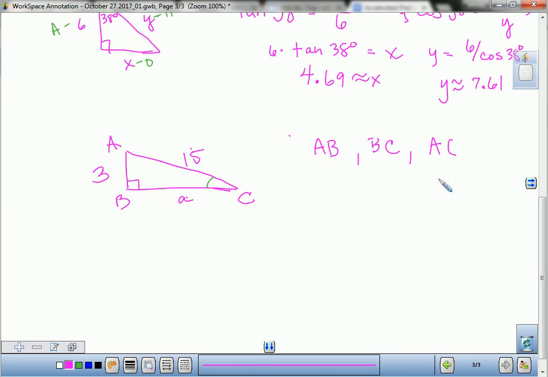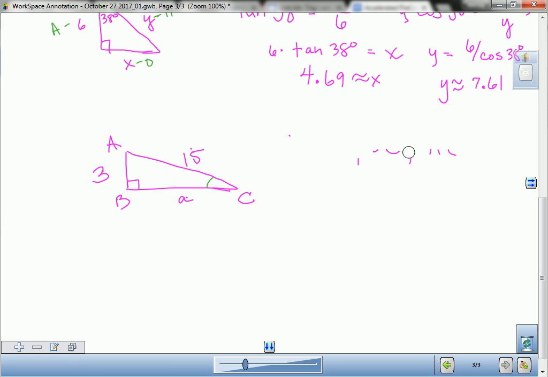All right, now there's another way to name sides. Another way we could name sides is using the lowercase letter from the angle directly across from it. So this could be side AB or little side c. This could be side BC or it could be called a. And this could be AC or little b. Okay? So I just wanted to remind you so that little things like that don't trip you up.